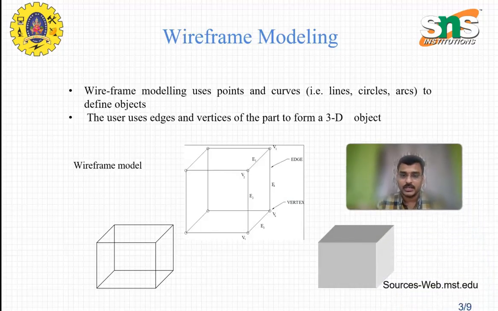We can see here that these points and these node edges are the wireframe modeling technique. We call it line, circle, arcs to define the objects. It uses edges and vertices. This is the vertices and this is an edge. This is called wireframe modeling.